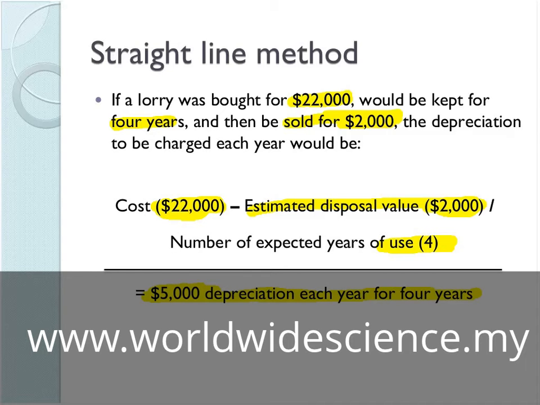Here I am going to repeat: 22,000 minus 2,000, which is what it is sold for. This is the disposal value, the estimated money that will be back to the company, right? Divided here by 4. That means it is given that the lorry will be used for 4 years, right? And we divide by 4 years, and then it will be equal to 5,000, which is the depreciation for each year.